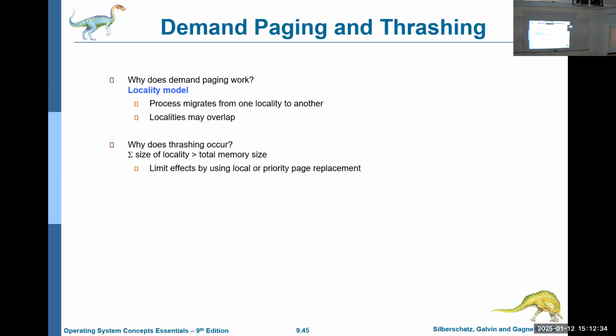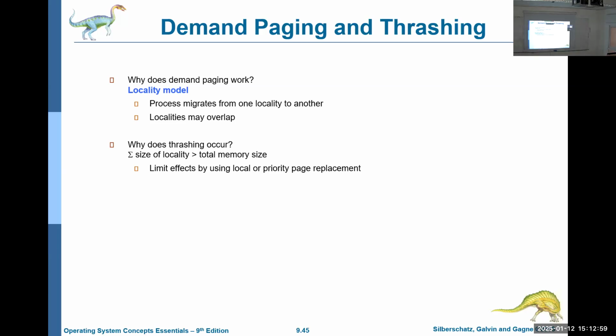Same thing with a program. A program mostly is using this area of memory, and it may eventually change its residence to a new neighborhood, and now it'll use those things. So that's the idea of the locality model. A process migrates from one locality to another. Localities may overlap, which means I may not go completely from here to here. I may move and still use some of the previous one.